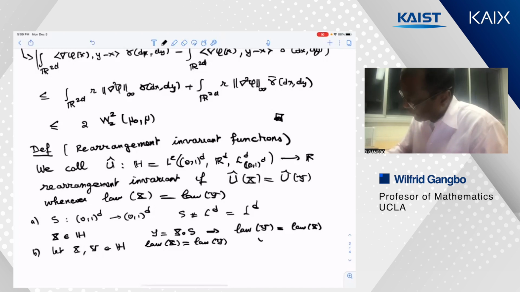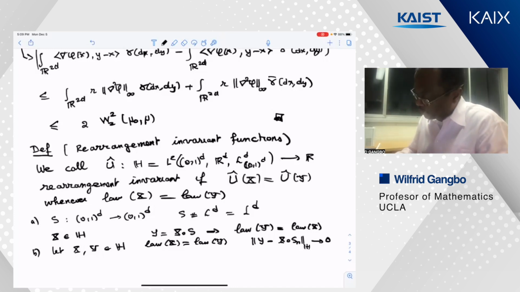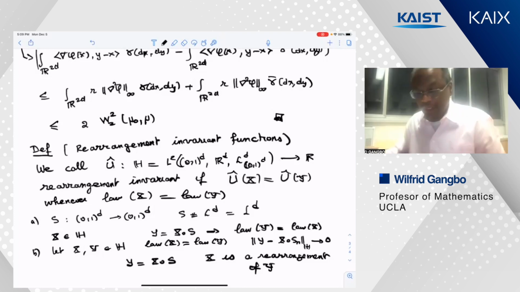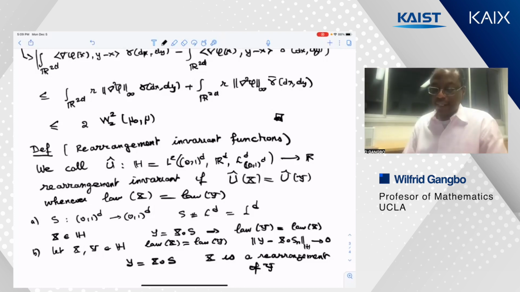Then you can write that y minus S composition Sn. There is a sequence of measure preserving maps such that this limit goes to 0. So when you write y equal to S composition S, you call X a rearrangement of Y using a measure preserving map. And this is what motivates our definition.